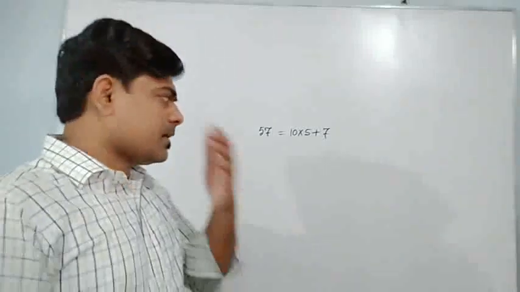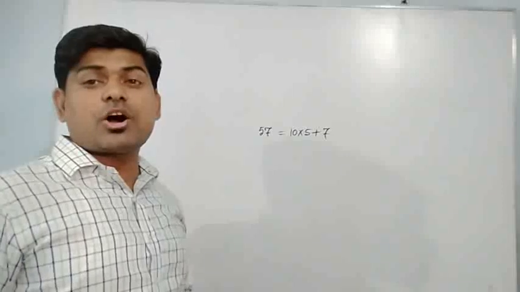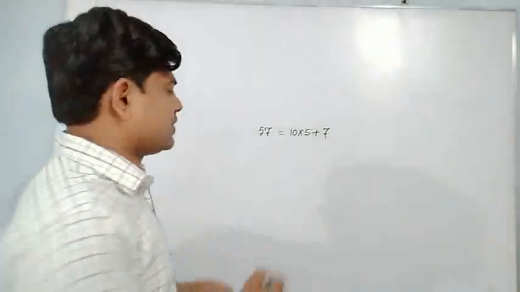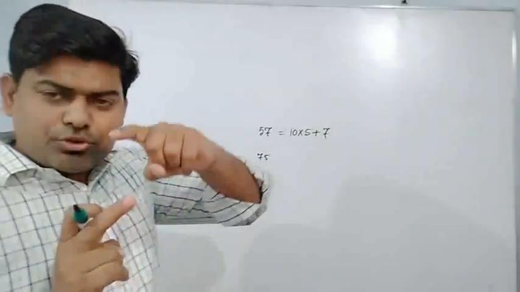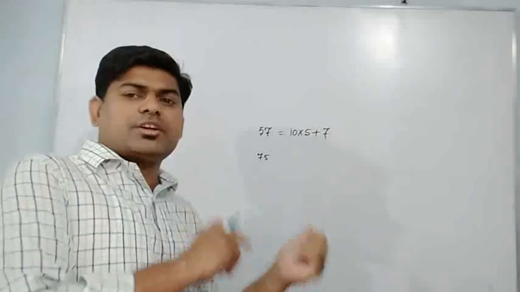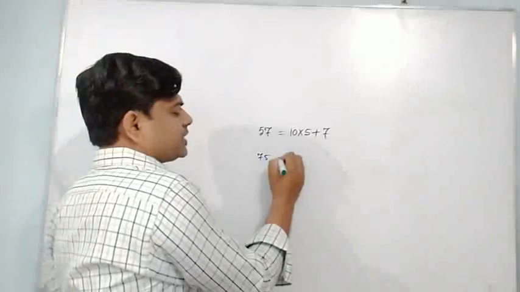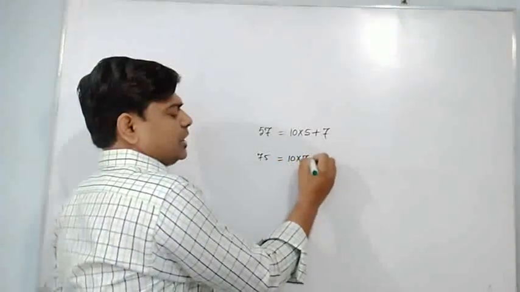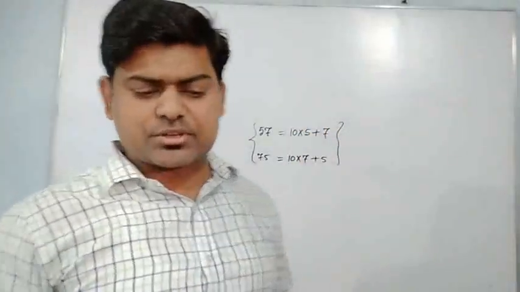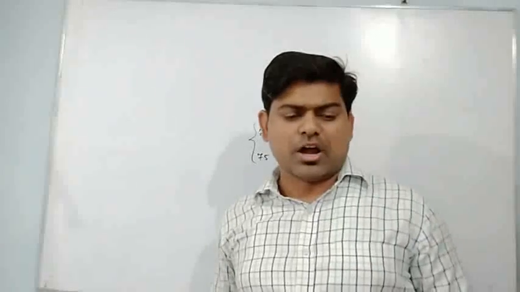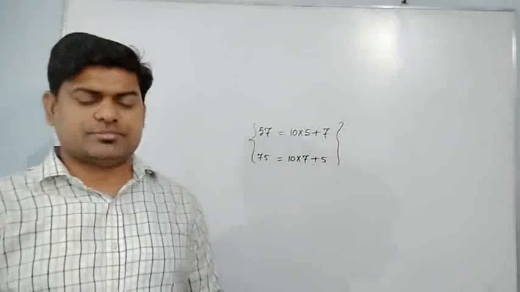And one more thing: a question will come with the phrase "number obtained by reversing the digits." Reversing the digits means what? 57 can be written as 75. The unit digit takes the tens digit's place and the tens digit takes the unit digit's place. When we write its expanded form, it can be written as 10 into 7 plus 5. These are some basic things we will use when we solve the questions. I am going to start with the question, and hope you will get all of this nicely.